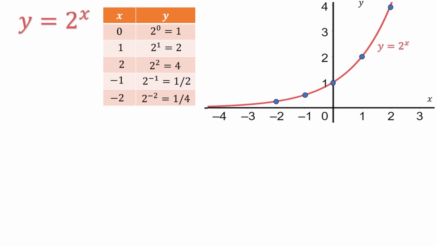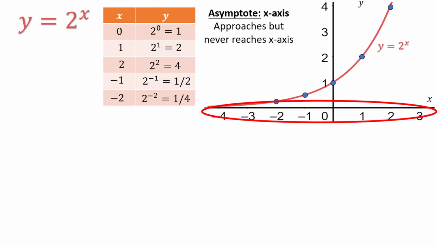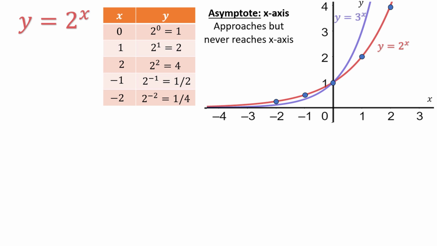Note that the line approaches but never reaches the x-axis. This is what we call an asymptote. If we were to make a table for y is equal to 3 to the x power, it would be very similar. Here's what the graph would look like.